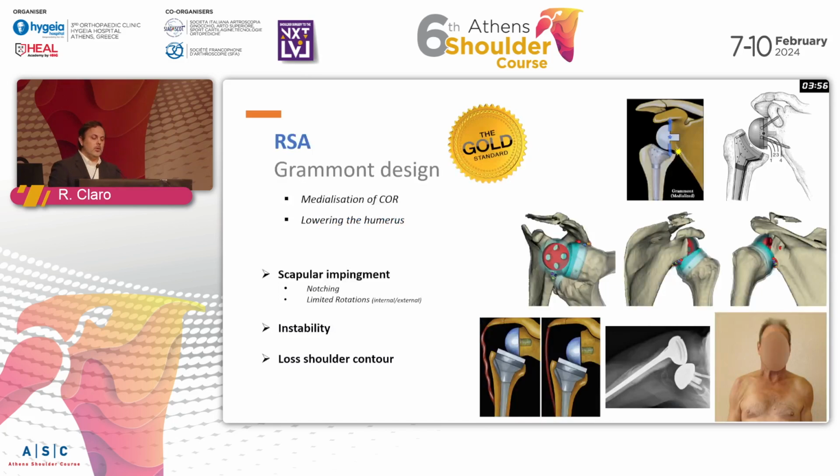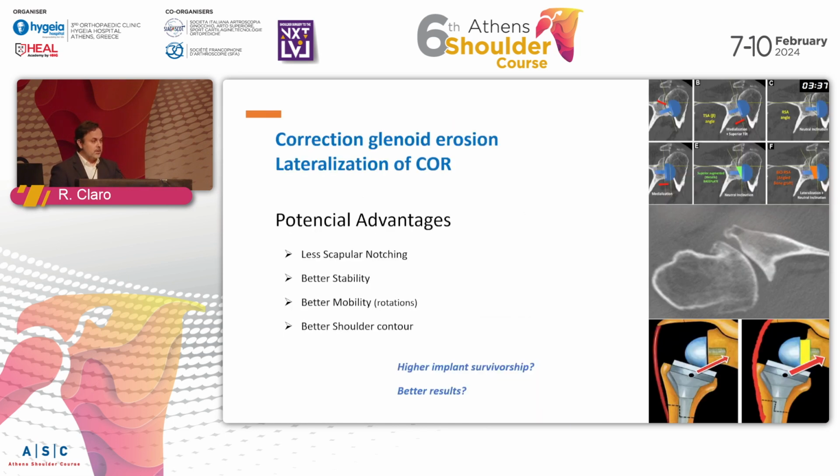When we are dealing with reverse arthroplasty, usually we can say that the gold standard is the Grammont design, the medialization of the center of rotation allowing the humerus, but we have some problems: scapular impingement, sometimes instability, and also esthetic, like loss of shoulder contour. What about correcting the glenoid erosion and lateralizing this center of rotation? The advantages: less scapular notching, better stability, better mobility, especially rotations, better shoulder control. When we do this, should we have higher implant survivorship and better results?